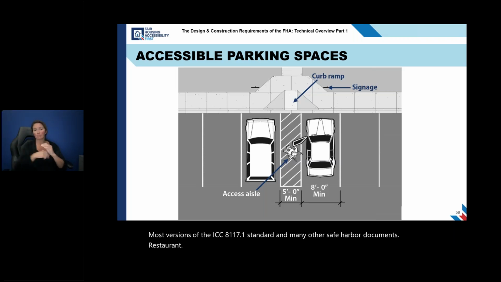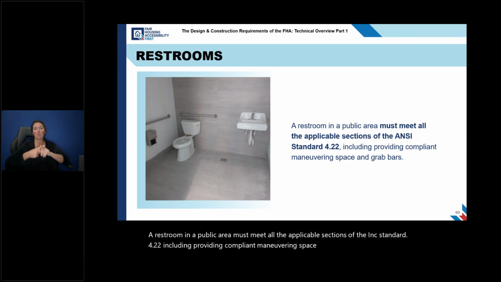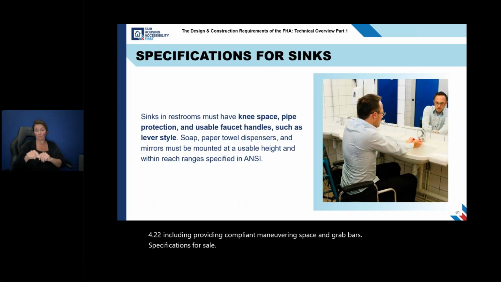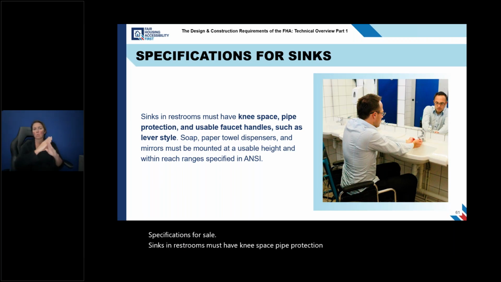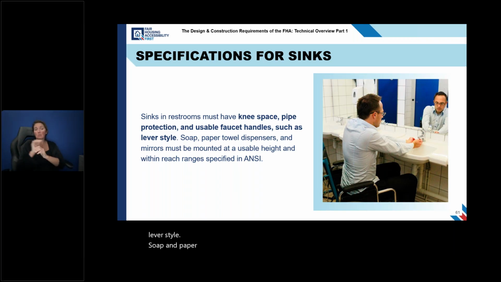Restrooms. A restroom in a public area must meet all the applicable sections of the ANSI standard 4.22, including providing compliant maneuvering space and grab bars. Specifications for sinks. Sinks in restrooms must have knee space, pipe protection, and usable faucet handles, such as lever style. Soap and paper towel dispensers and mirrors must be mounted at a usable height and within reach ranges specified in ANSI.